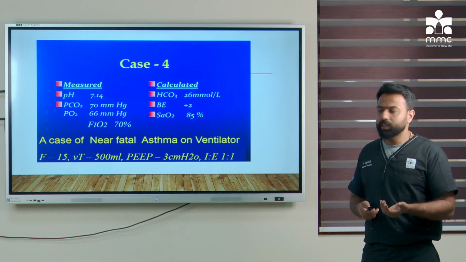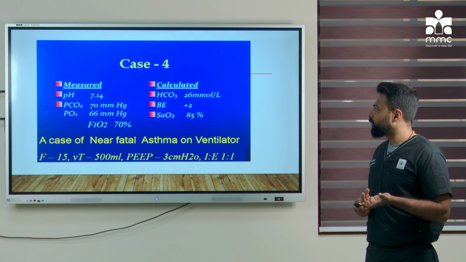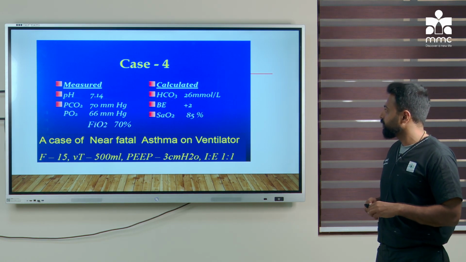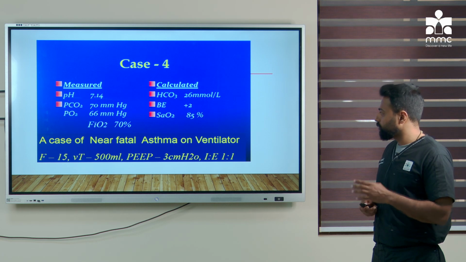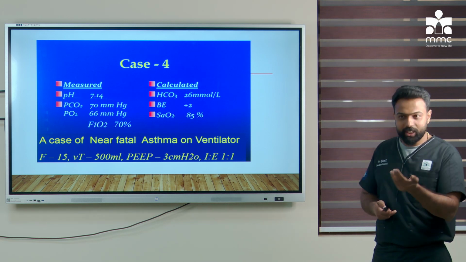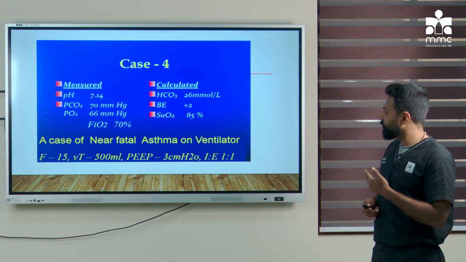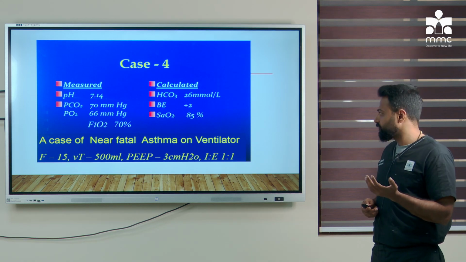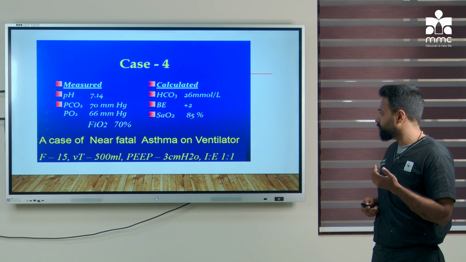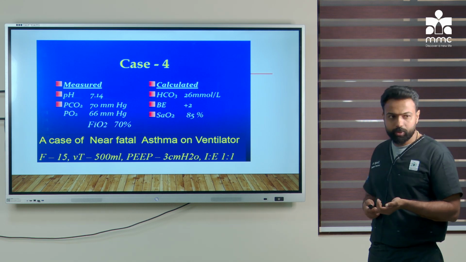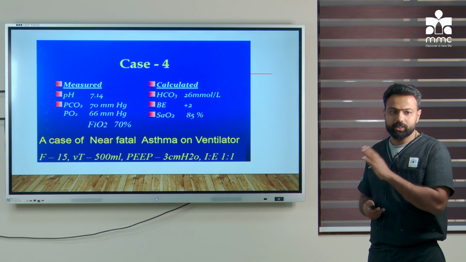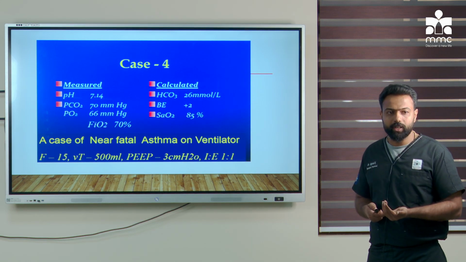So coming to another case, pH of 7.14, PCO2 of 70, PO2 66, FiO2 of 70, bicarbonate is 26. Before that you have to go through the clinical scenario again. A case of near fatal asthma on a ventilator. Frequency means the rate. It is 15, tidal volume 50, PF of 3 and IE ratio 1:1. It's quite a wrong setting for this patient, but you have to assess the ABG. Then you have to change the ventilator settings.